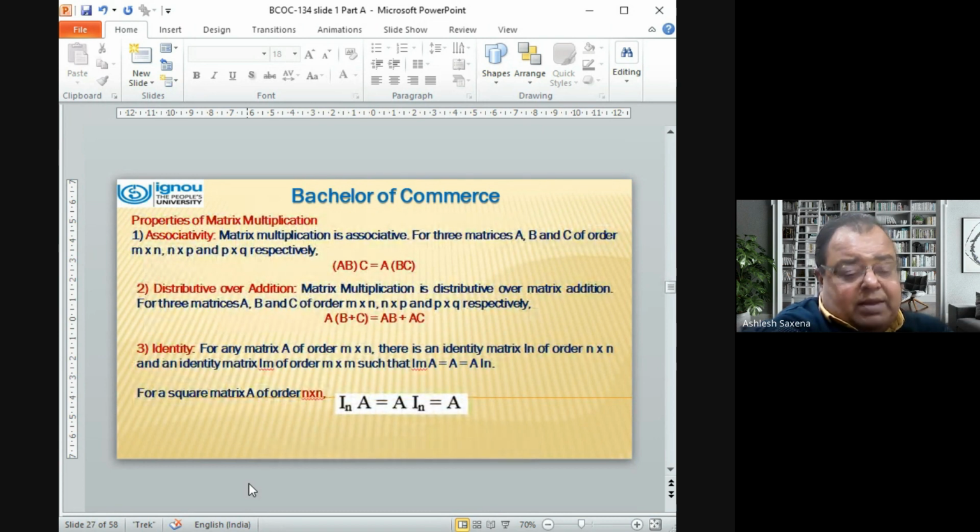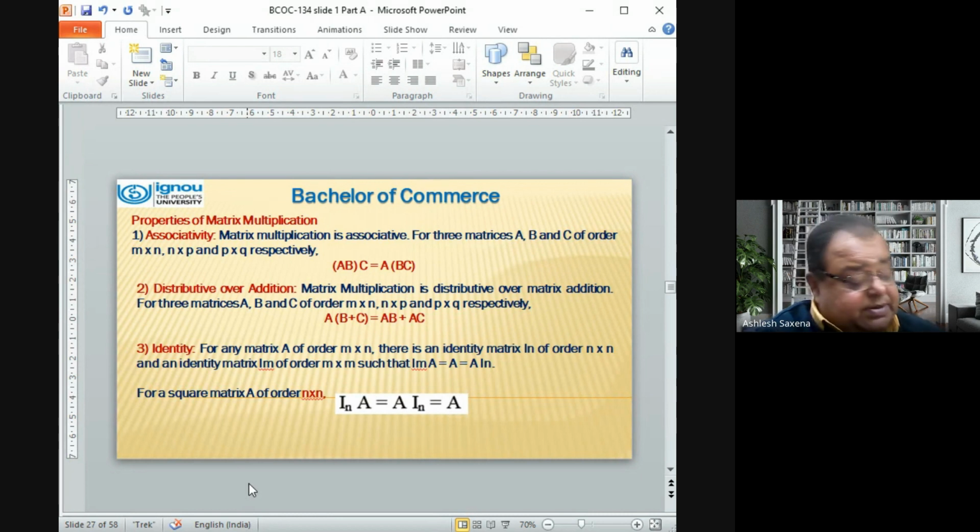Now the properties of multiplication. Associativity means matrix multiplication is associative if A, B, and C are of order m cross n, n cross p, and p cross q respectively, then AB into C will be equal to A into BC. As far as the distributive property is concerned, they should be of order m cross n, n cross p, p cross q. Then A into B plus C will be equal to AB plus AC.